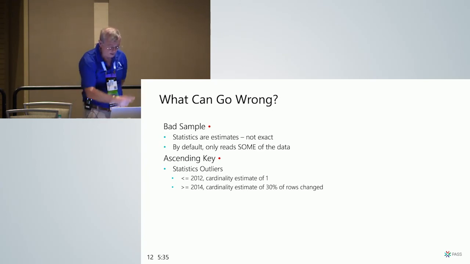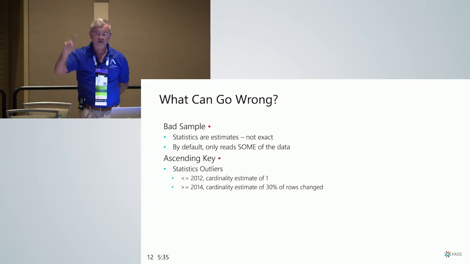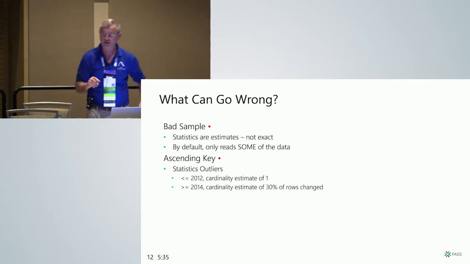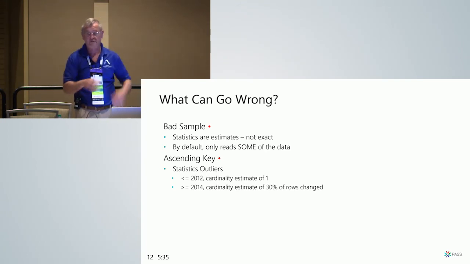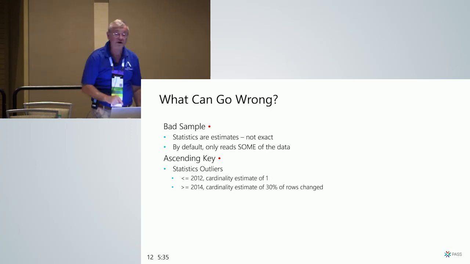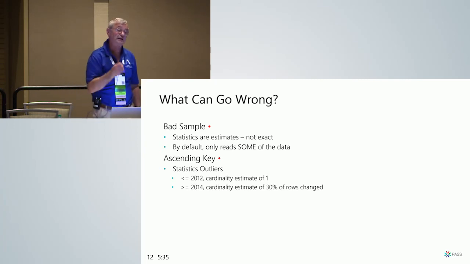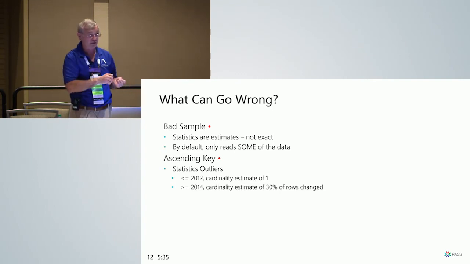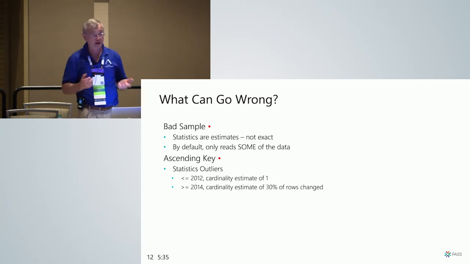Well, prior to and equal to 2012, it said, I'm going to guess 1. The largest value I have is, whatever, 100, and you just told me, give me everything that's equal to 101. I'm going to guess 1. There could be a million rows in there, depending on how many rows are in the table. Starting with 2014 with the cardinality estimator changes, they said 30% of the number of rows that have changed since the statistic was last updated. It is a better guess, a guess nonetheless, but it's a better guess than 1.